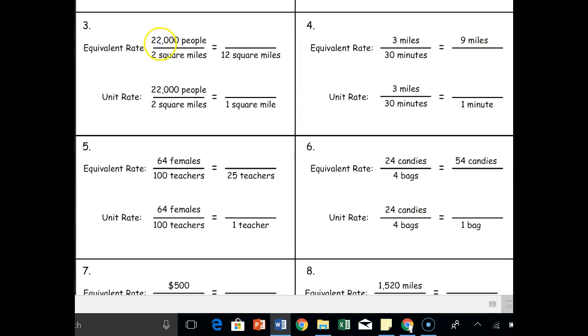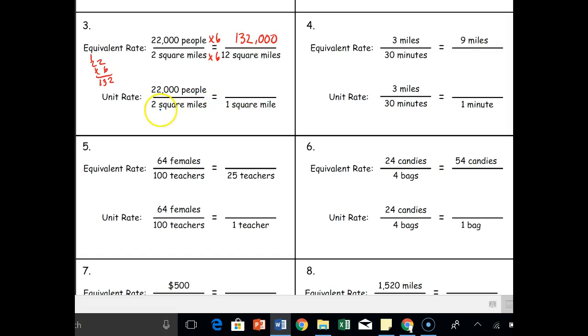The equivalent rate of 22,000 people for 2 square miles. Well, here we're asking 2 times what gives me 12, and that's times 6. So we're doing the same thing here, times 6. You want to do 22 times 6 and then add a whole bunch of zeros onto it. So carry 12, carry the 1, that's 132. So that's 132,000 people per 12 square miles.